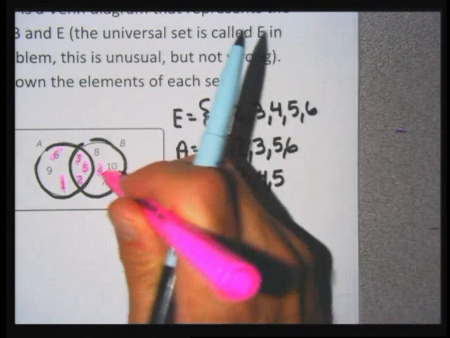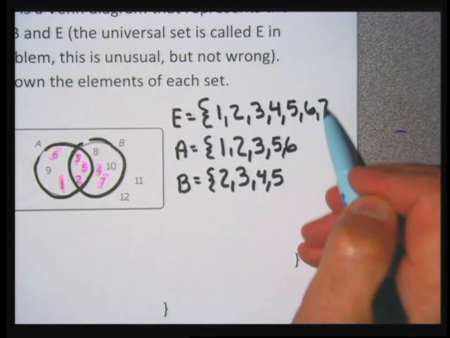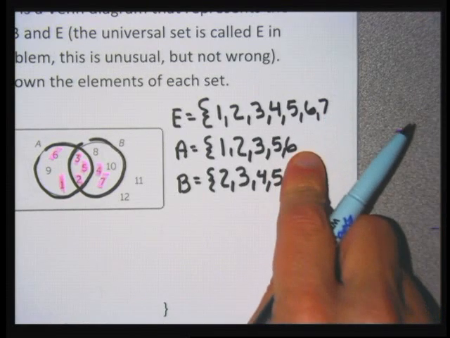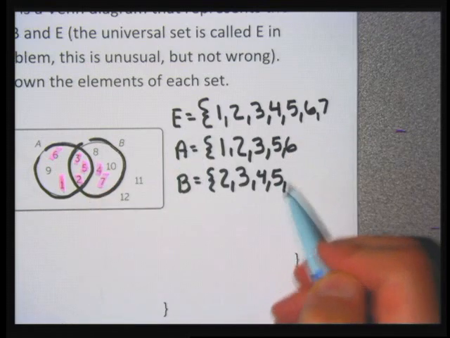7 is kind of in the same position as the 4, so I'll make 7 part of my universal set. It's outside of set A, so it won't go in set A, but it's inside set B, so it'll go in set B.